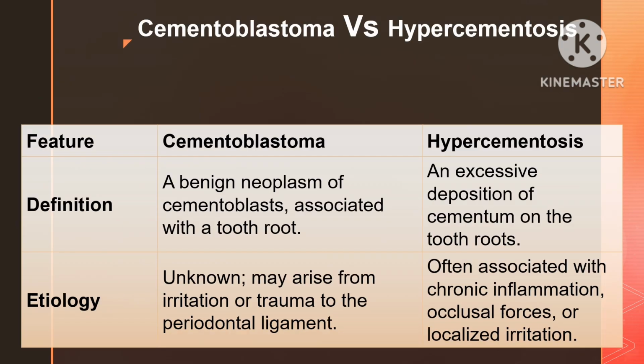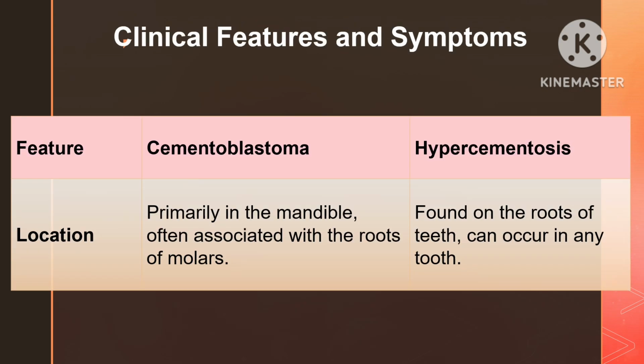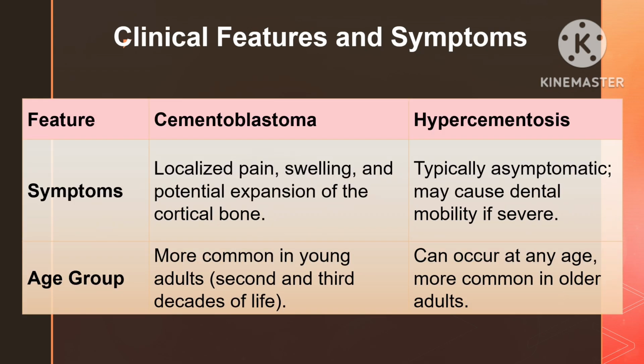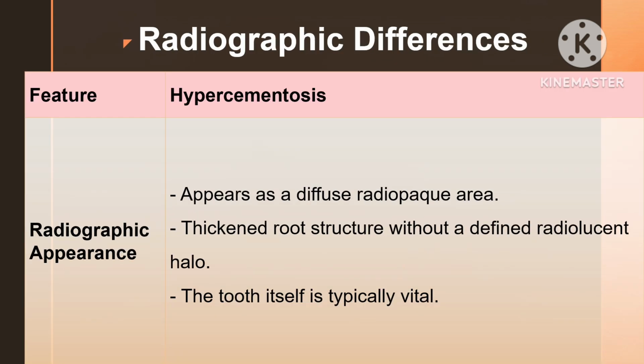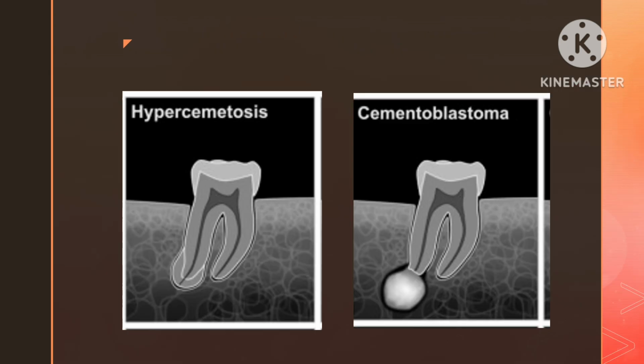Cementoblastoma and hypercementosis, both these conditions affect the outer layer covering the roots of our teeth. Cementoblastoma is a benign cementum-producing tumor that causes pain and swelling and may require surgical treatment. On the other hand, hypercementosis is a non-tumorous, painless overgrowth of cementum. It usually does not need any treatment as the tooth remains healthy. The key difference is that cementoblastoma is a tumor with a radiopaque mass and a radiolucent border, while hypercementosis appears as a uniform thickening of the cementum layer without any other symptom.